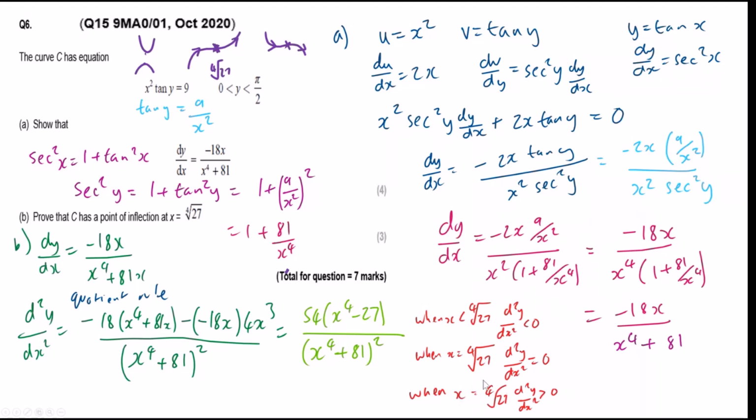when you plug in this, and that should be when x is greater than 4 over 27, it's greater than 0. So with the second derivative, you might not remember this rule, it's a long time ago. When you have a difference, when it's less than to greater than or greater than to less than, then that proves that it's a point of inflection as well.